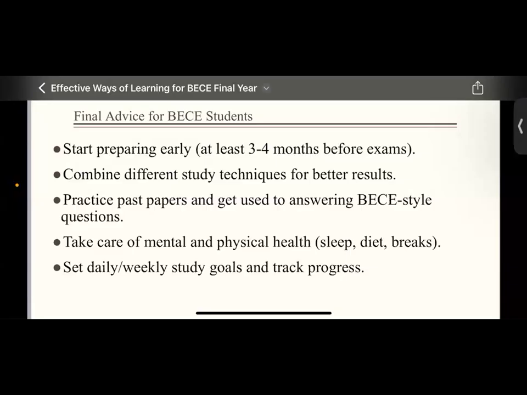The breaks are also very important. Set daily or weekly study goals and track your progress.